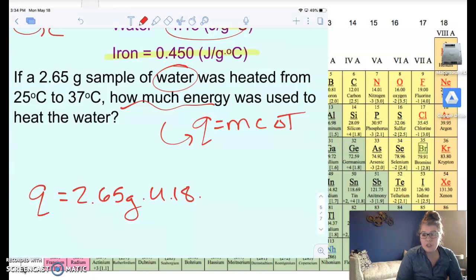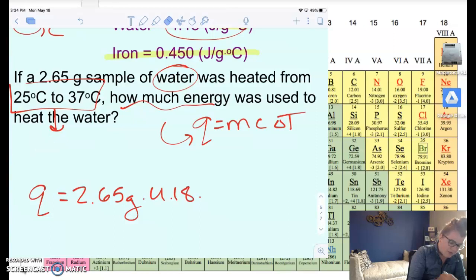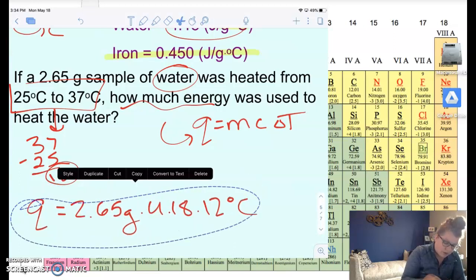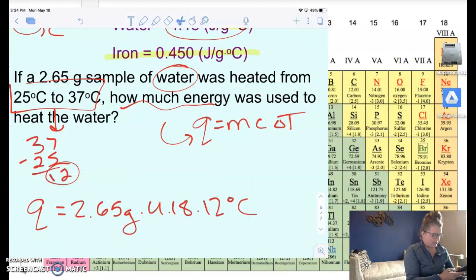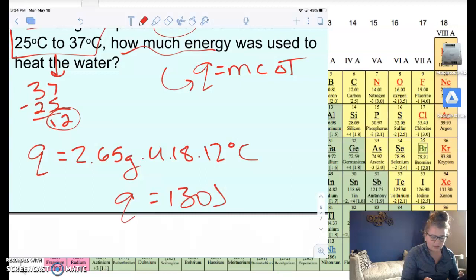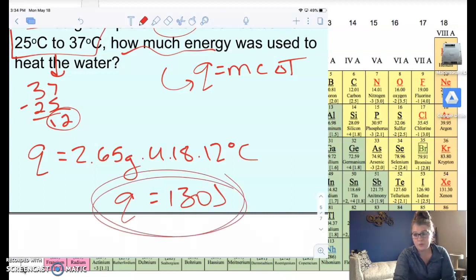And then delta T is the change in temperature. So notice I've got 2 temperature values here. So this is going to be how much it changed. It ended at 37, but it was 25, so the change is going to be 12. So 12 degrees Celsius is the value I plug in there. So always how much it's going to change. So I type this in, 2.65 times 4.18 times 12, 2 sig figs. I am getting Q is equal to 130. And remember, the value is always joules for our Q, for Q is equal to MC delta T.